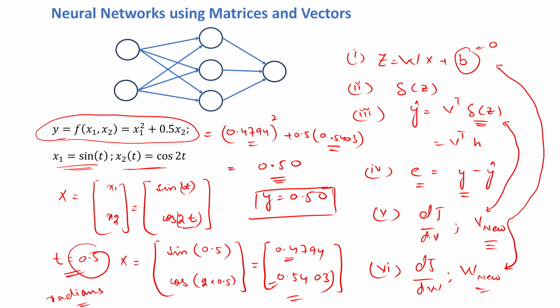So I already have the x vector, so now let's proceed with the first step, where we will derive the linear combination. Linear combination is given by z is equal to w times x. This is the first step. I told you b is equal to 0. I assume this. You can also take some value for this as well.